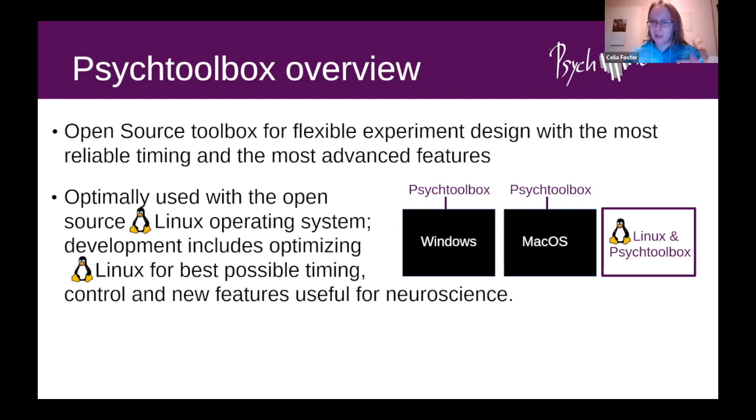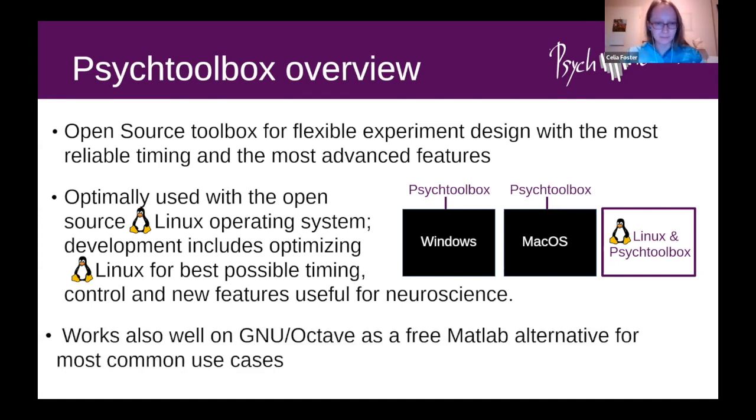If you think about when you want the best timing from your experiment, what you want is to actually have control over what the operating system is doing itself, and that's exactly what Psychtoolbox does on Linux. It's also available for Windows and macOS, but those are a bit more of a black box that Psychtoolbox is working on top of. It also works well on GNU Octave as a free MATLAB alternative for common use cases, just giving you the most options to do your experiments as possible.